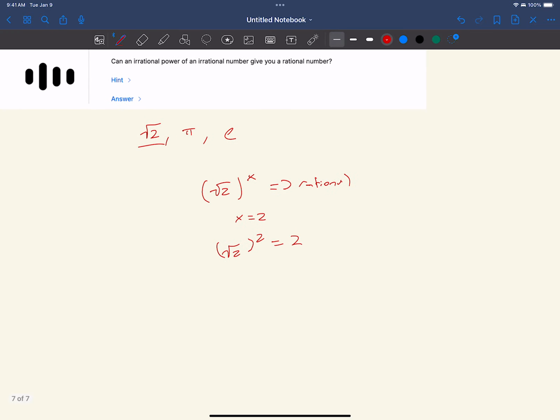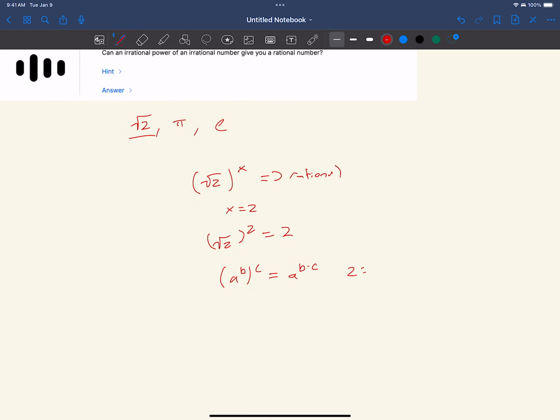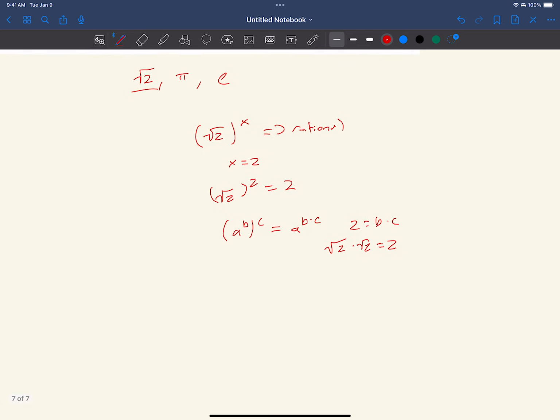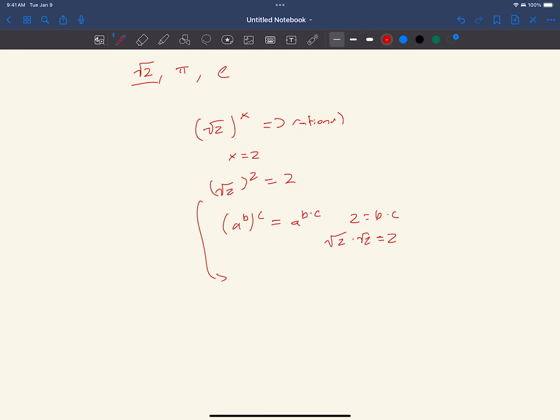So one way to think of it would be to use the power rule. A to the b to the c is equal to a to the b times c. So if we can write 2 in terms of some b and c, we're good, where b and c are irrational. And we know that square root of 2 times square root of 2 is equal to 2. So we can just rewrite this statement down here in the following way.